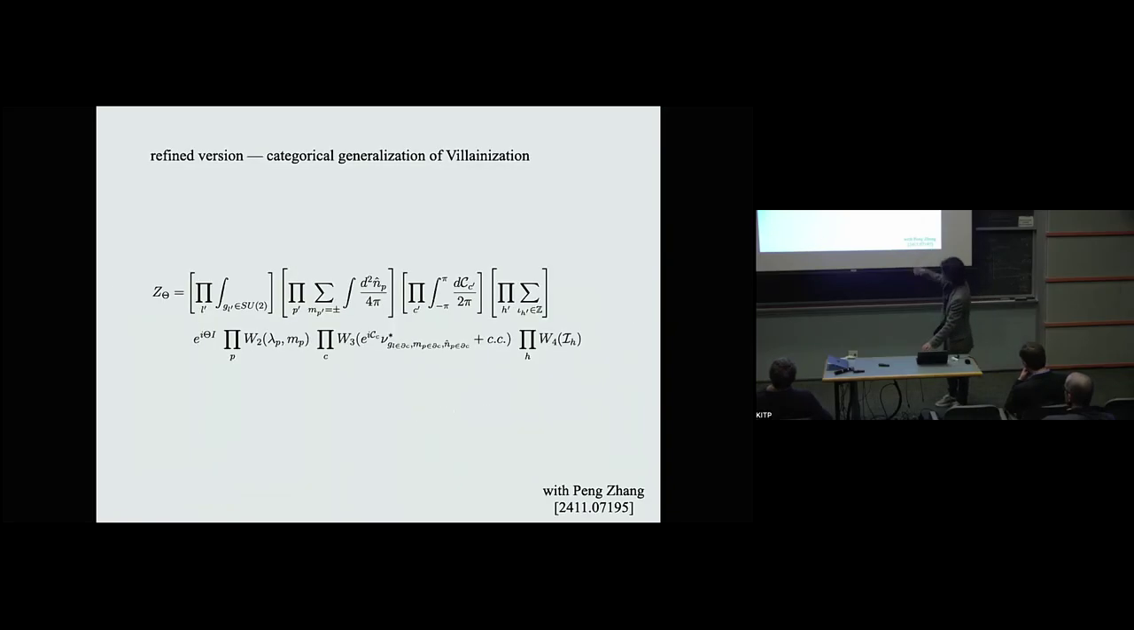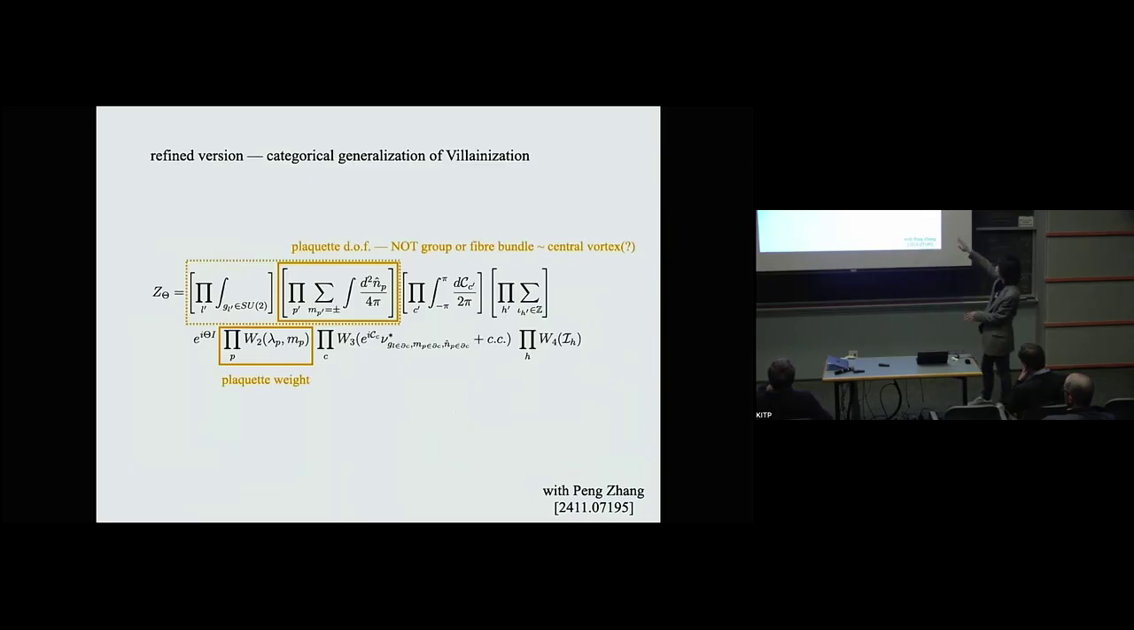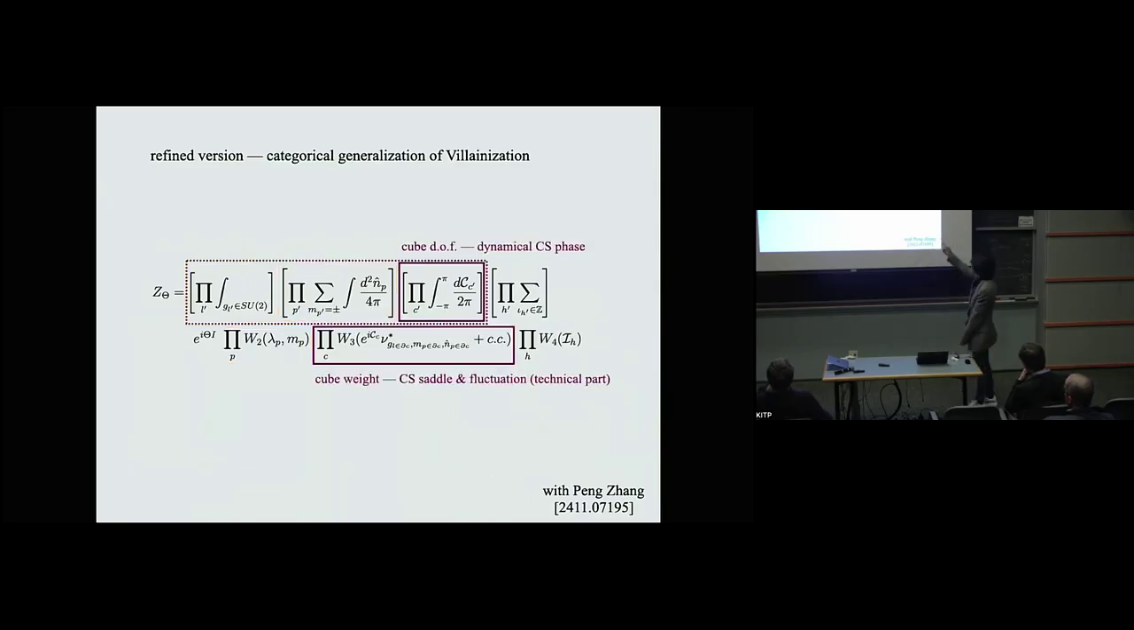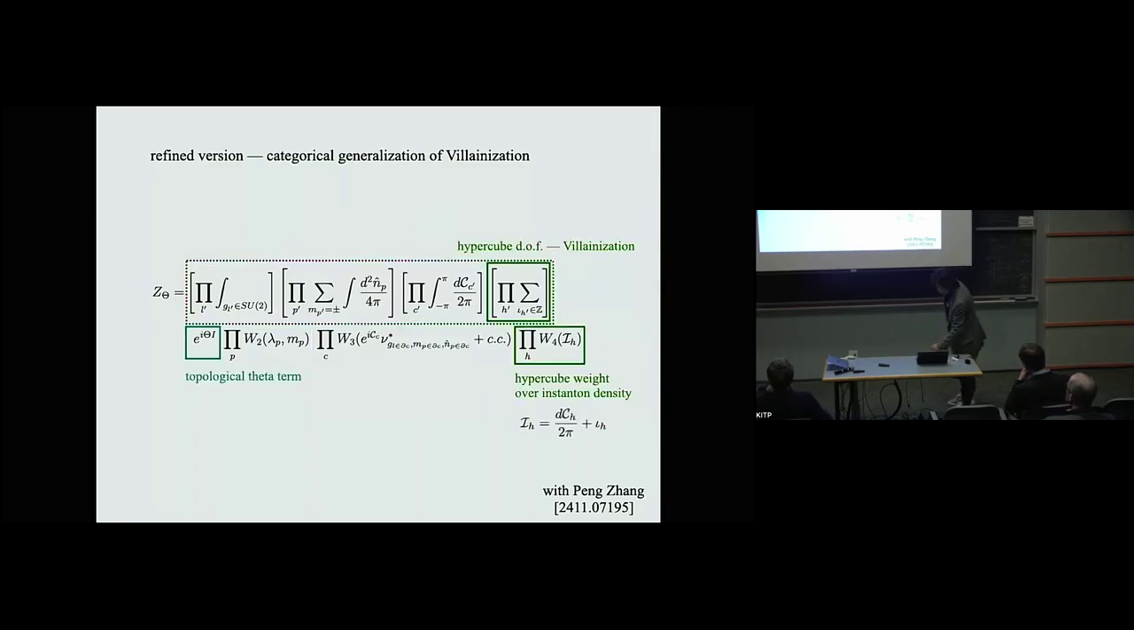So the model looks like this, where you have some traditional degree of freedom on the links. And then you have some plaquette degrees of freedom, which cannot be formulated in terms of groups or fiber bundles, but nonetheless they can be made sense of. And Tin suggests that they might be related to central vortices. And in 3D, we have a U(1) dynamical phase, which is the Chern-Simons. And in 4D, we have this Villain integer. So this is the lattice model.